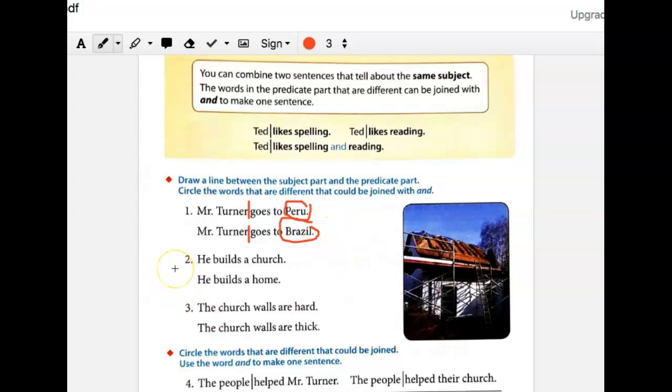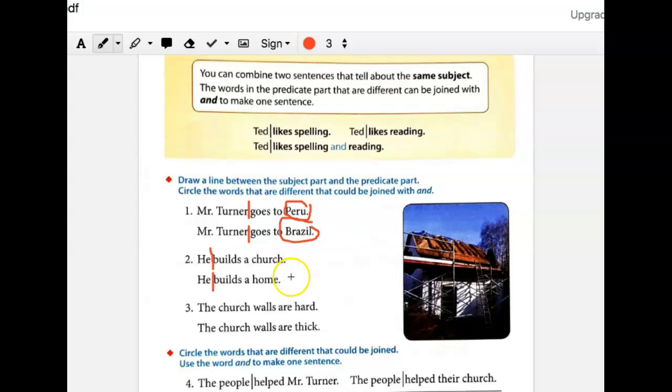Number 2. He builds a church. He builds a home. Where should we draw a line to split subject part and the predicate part? The sentence is about he. So we draw the line between he and the word builds. So he is the subject part. Builds a church is the predicate part. The second sentence is just the same. He is the subject. Builds a home is a predicate part.